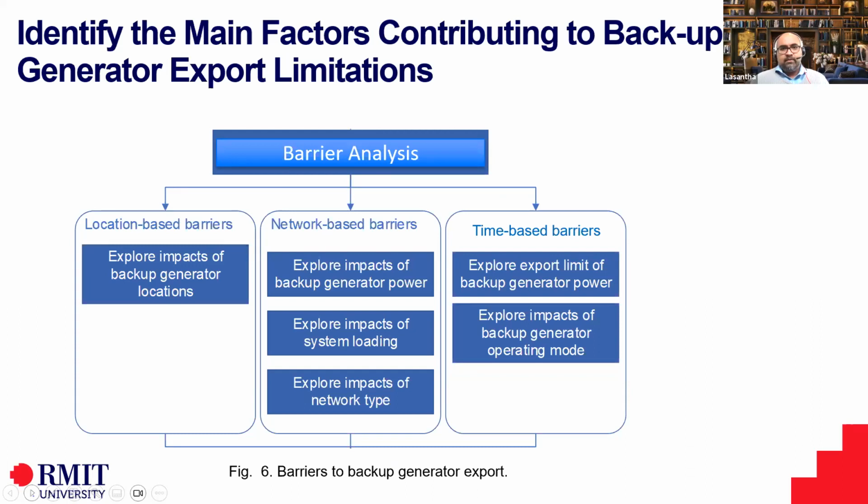So the first part was mainly focused on the barrier analysis, because we saw some of the CIN customers had a good potential to use their backup generators in demand response, but somehow it was limited in various different ways. So therefore, we did a very comprehensive barrier analysis. We have segmented the barrier analysis into 3 types. One is the location-based barriers, because if we take a distribution feeder, the backup generator can be located in any part of the network. So based on the connection point of the backup generator, there could be some barriers.